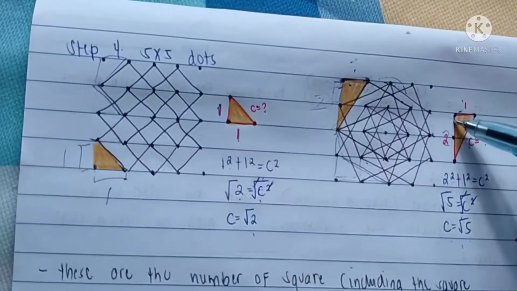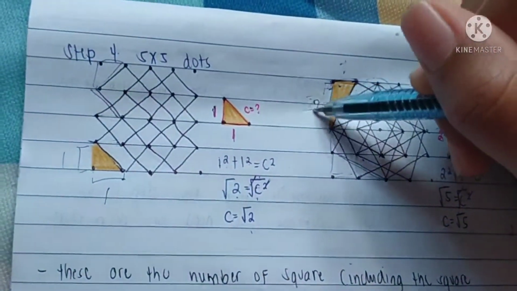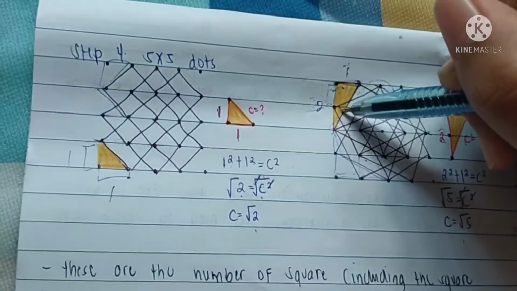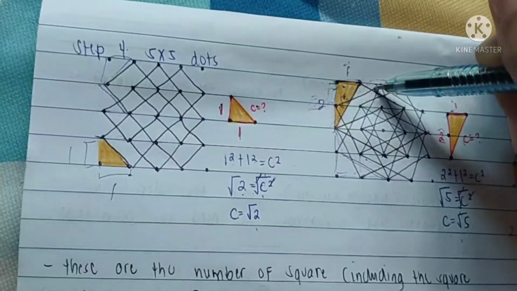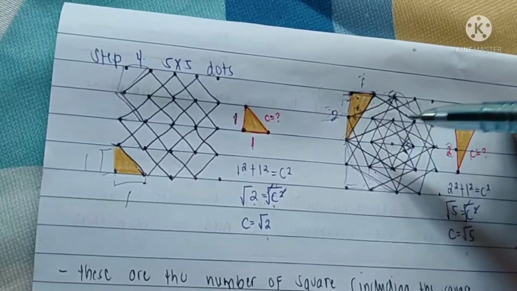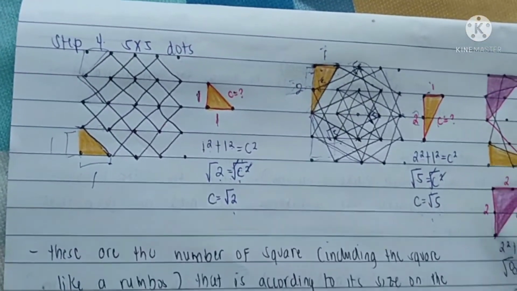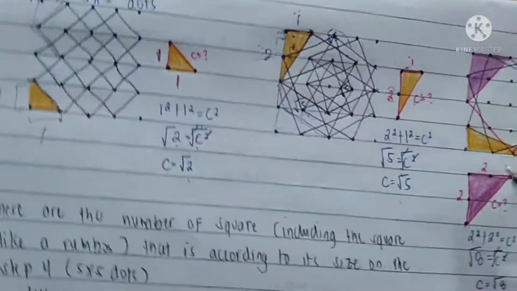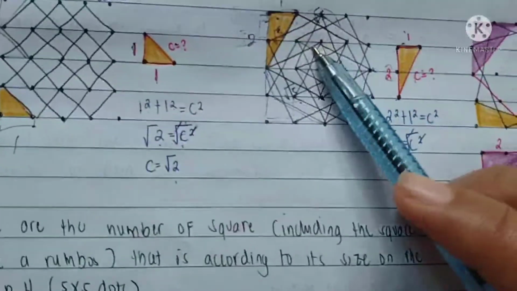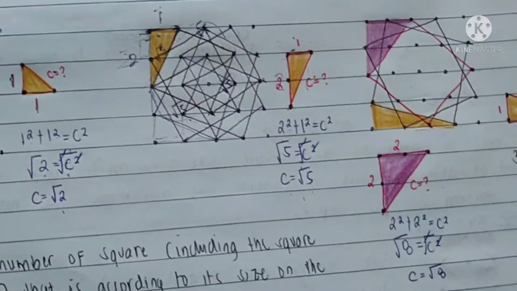Since pag ilalapat natin to, ito diba is 2, tapos ito 1, tapos ito square root of 5, square root of 5 din to, square root of 5 din to, then square root of 5 din to, kasi same lang din yung size ng mga right triangle. So, napatunayan natin na ito ay isang square, kasi pare-pareho sila ng length of side nila.